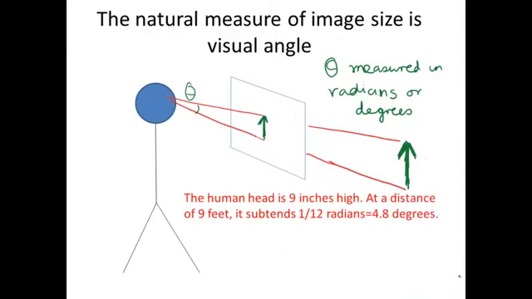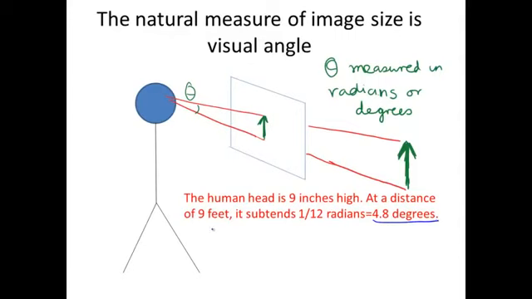I'll give you some examples of what one can do once you realize that this is the natural unit. We can calculate for some common objects what size they subtend on the retina. So let's take the example of the human head. The average human head is 9 inches high. Suppose that you're looking at a person who's 9 feet away. Then the angle theta is going to be 1 upon 12, because you have 12 inches in a foot. This 1 upon 12 is in radians, of course. That corresponds to 4.8 degrees.